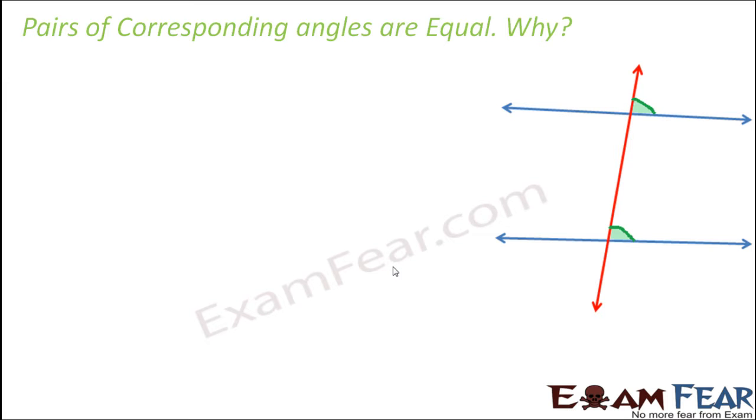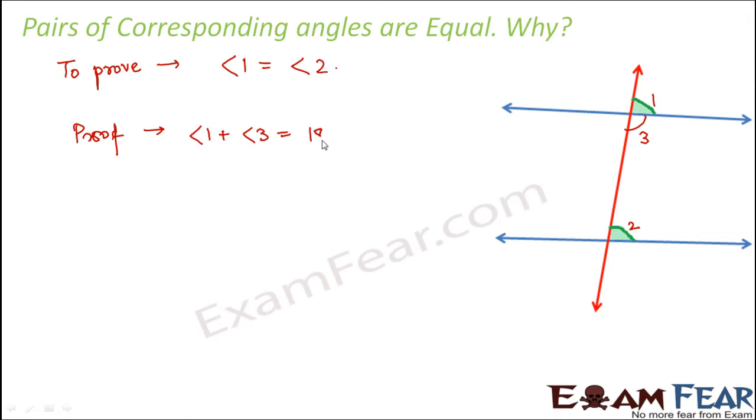Let us also try to prove why the pairs of corresponding angles are equal in case of parallel lines. So in this case, let us name this angle as 1 and this as 2. We need to prove that angle 1 is equal to angle 2. So how do we prove this? Here, let's say this is angle 1 and let us call this angle, angle 3. So angle 1 plus angle 3 is equal to 180 degrees because they form a linear pair. They are supplementary angles and also adjacent. So they form a linear pair.